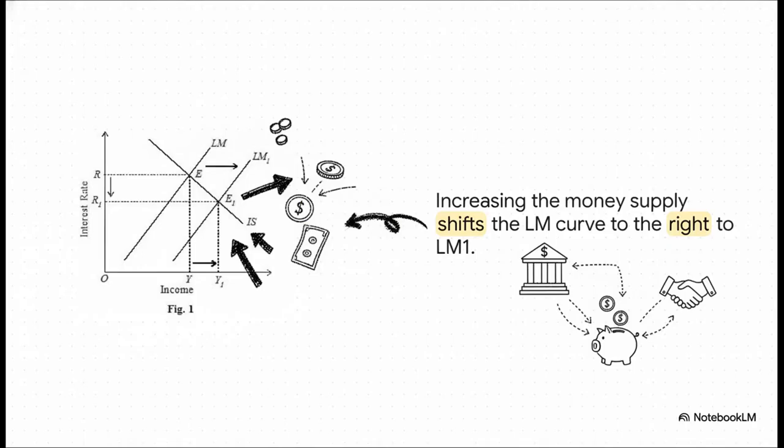Okay, so let's watch this play out right on our dashboard. The central bank pumps up the money supply and boom, you see the LM curve shift over to the right, becoming LM1. So what does that actually mean? It means that at any given level of national income, the interest rate can now be lower. Why? Because there's just more cash floating around the system looking for a home.